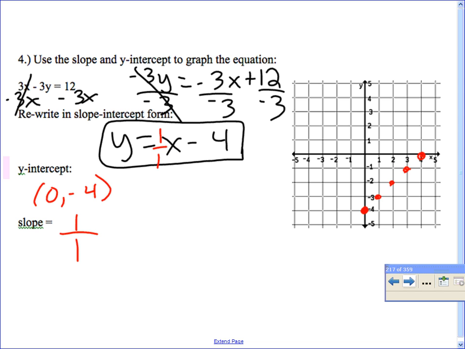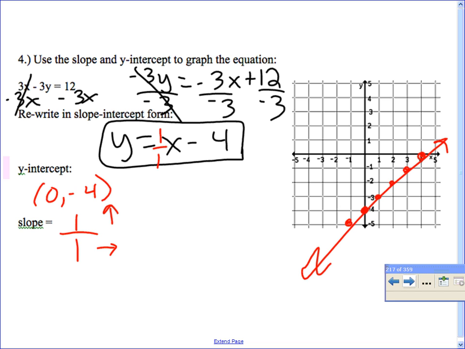Charles, how do we get the opposite point? Yep. Good. Down 1 to the left 1, down 1 to the left 1. So yes, you could have graphed this using x and y intercepts or using a table, but I still think it's easier to put it into slope-intercept form and graph. Questions on 4? Okay.